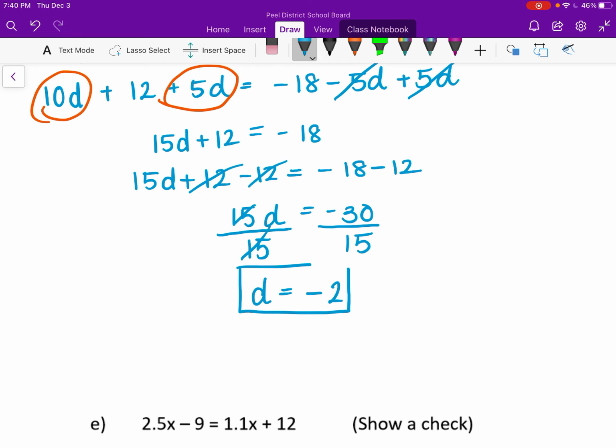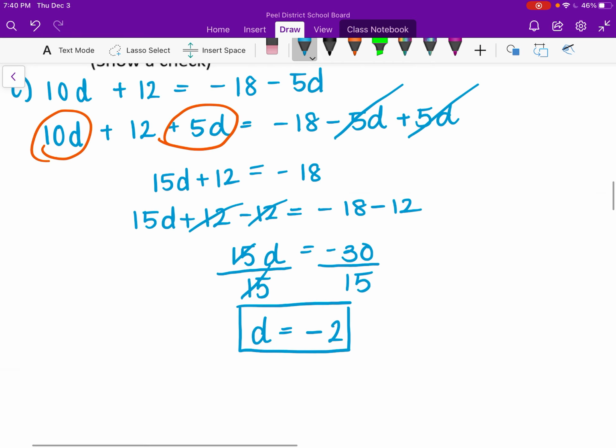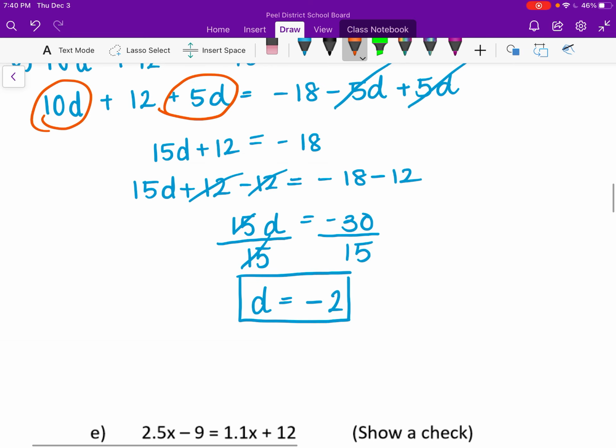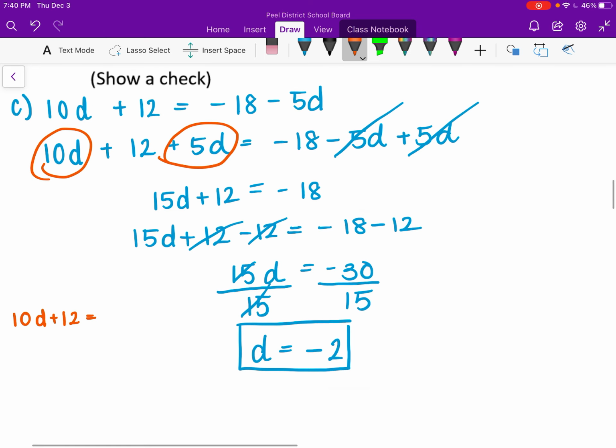And it says to perform a check, so we're going to perform the check for it as well. What I'm going to do is make sure that my left side equals my right side. So I have 10D plus 12. I'm just going to do the check right here, 10D plus 12. And I'm going to try fitting it into a really small corner because I didn't leave myself enough space.